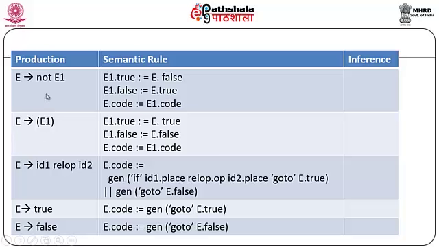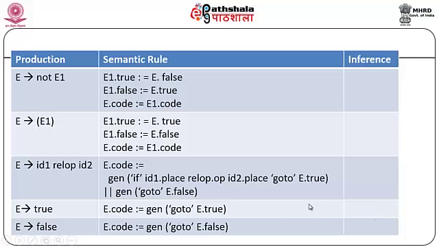And here, E produces open parenthesis E1 close parenthesis. In this case, E1.true is E.true, and both false are the same. And this is the actual expression, ID1 relop ID2. So what will I generate here is: if ID1 relop ID2 go to E.true, followed by go to E.false. So this is what you generate.